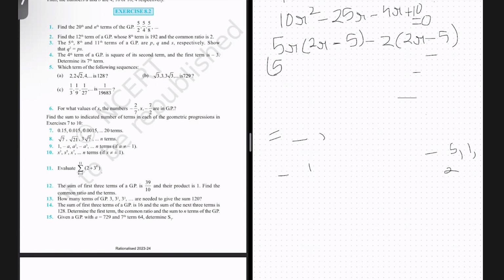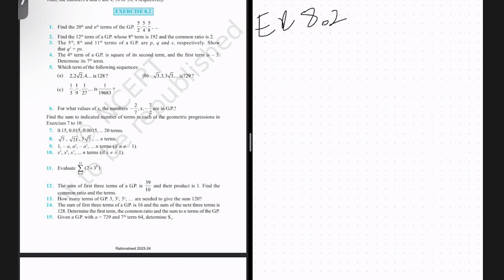Moving on to question number 13. We have been asked how many terms of the GP 3, 3 square and 3 cube are needed to give the sum 120. So the sum, let's denote that by Sn, has been given to us as 120. The sequence is 3, 3 square, 3 cubed.